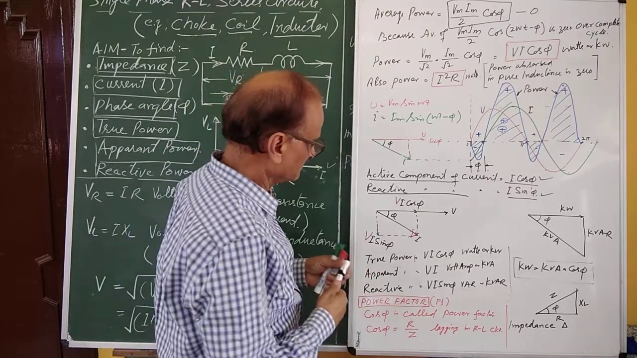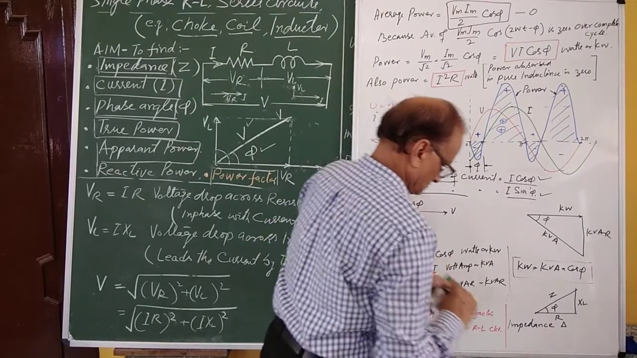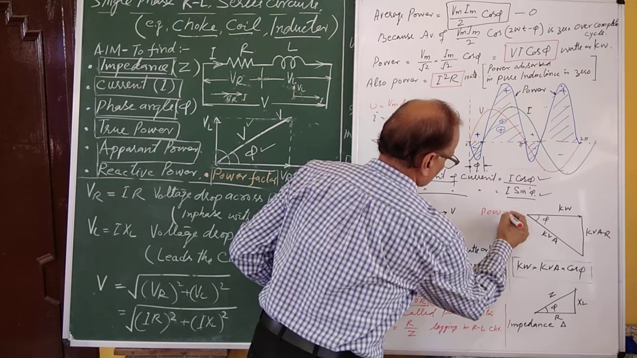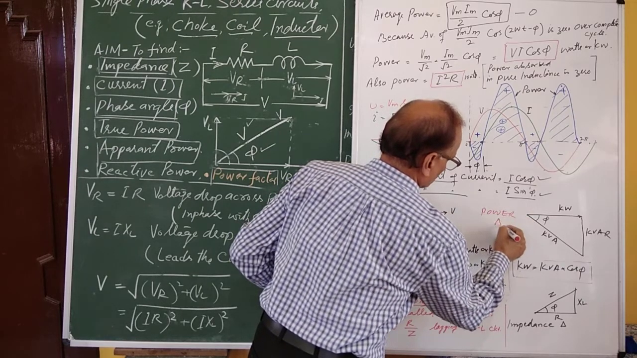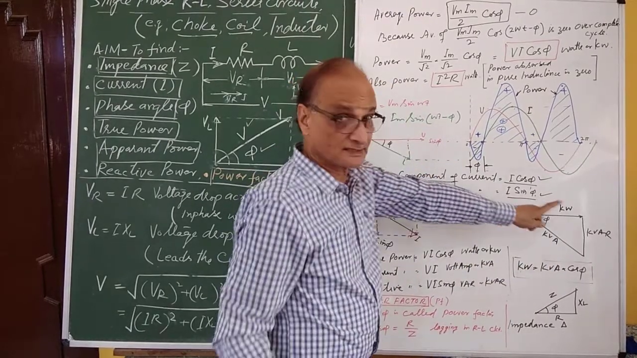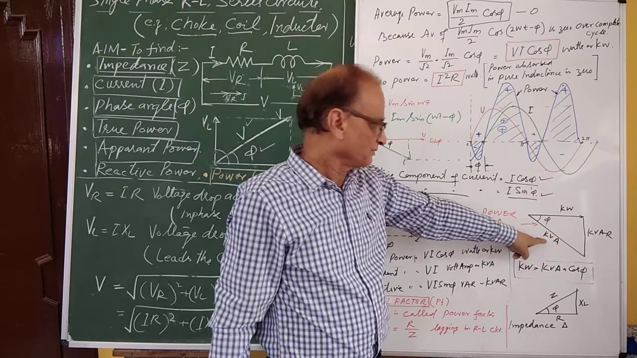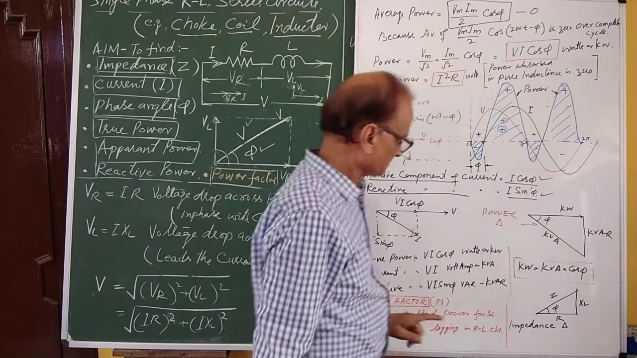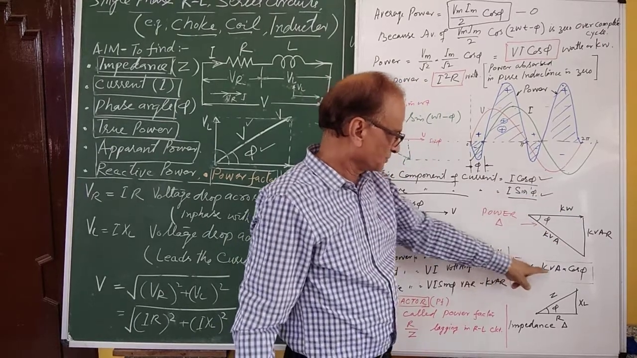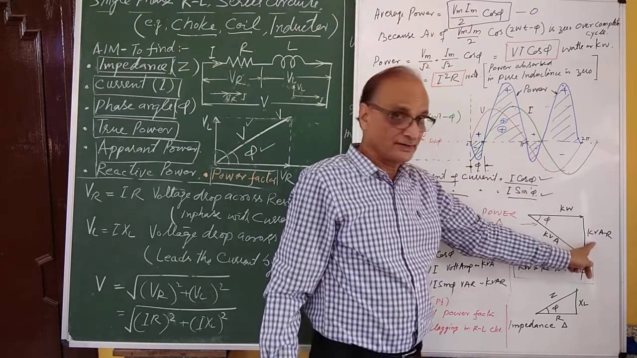So this is the power triangle. On this side axis is kilowatt, true power, kVA apparent power, kVAR reactive power. And from this triangle we get kilowatt is equal to kVA into cos phi, because this is kVA into cos phi, this is kVA into sin phi.